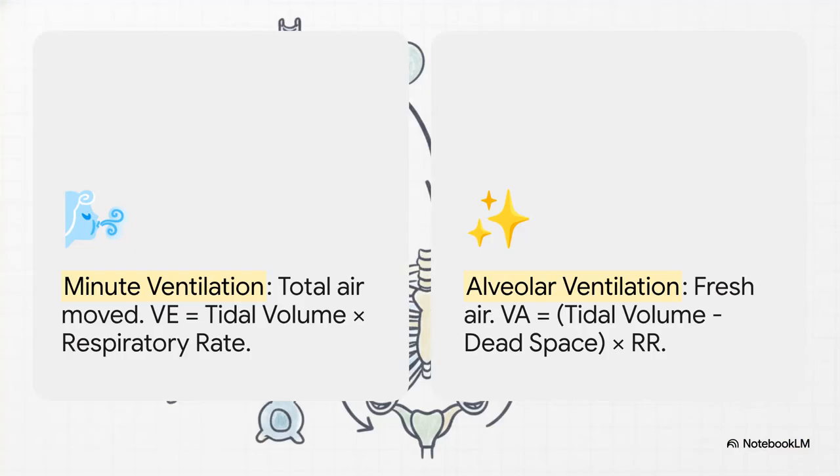This brings us to a really crucial clinical distinction that lecturers want to make sure you deeply understand: the total air moved versus the actual fresh air participating in gas exchange. Looking at the formulas, minute ventilation simply multiplies your tidal volume by your respiratory rate. It tells us how much total air is moving. But here's the thing: the clinical priority is always the alveolar ventilation. Notice how the formula changes. We subtract the dead space from the tidal volume before we multiply by the respiratory rate. This formula reveals the true volume of fresh air that's actually reaching the gas exchange zones.